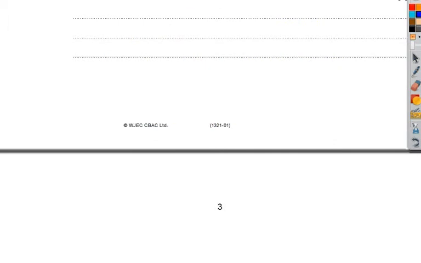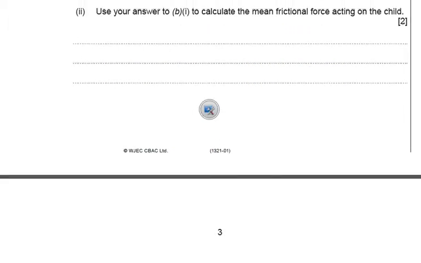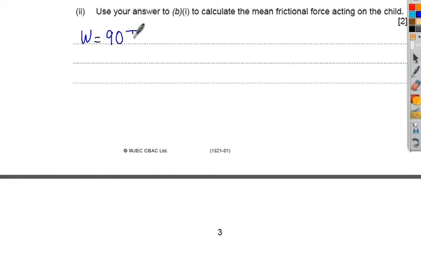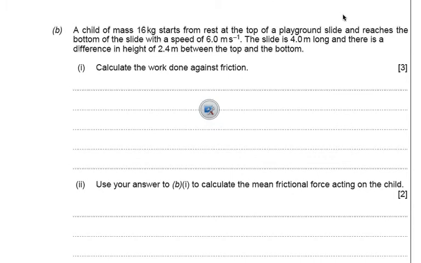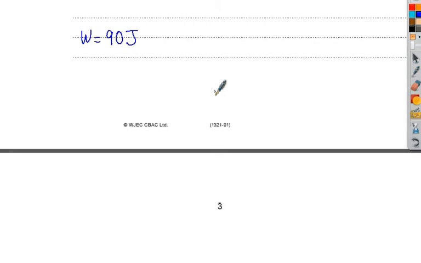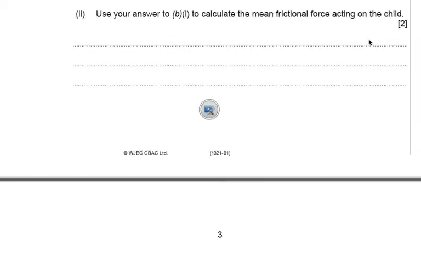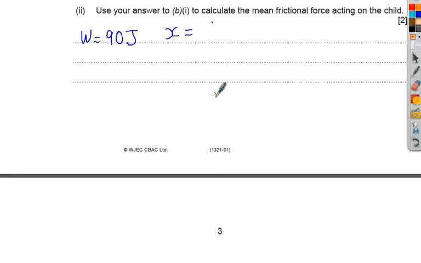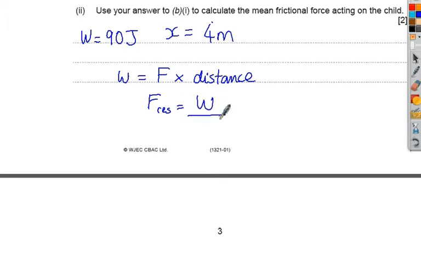Move that along. So we've got 90 joules. Oops, scroll too far. There we go. 90 joule sgynnon ni ydy'r gwaith. W is 90 joules. The distance along the slide, I'll have to scroll back up to remember that one. Okay, mae'n mynd 4 metr, so the distance is 4 meters. So the distance travelled is 4 meters. Work done is force times distance. So the force, or the resistive force, is work done divided by the distance.